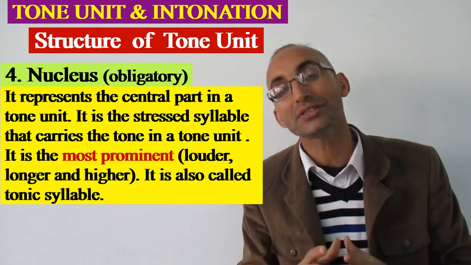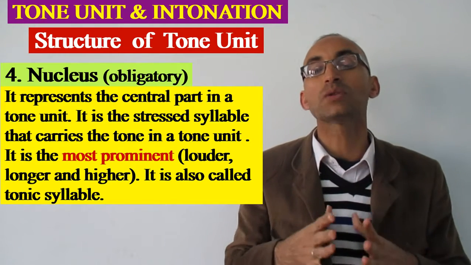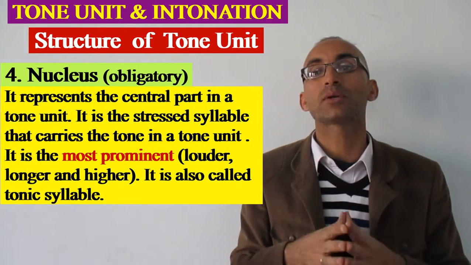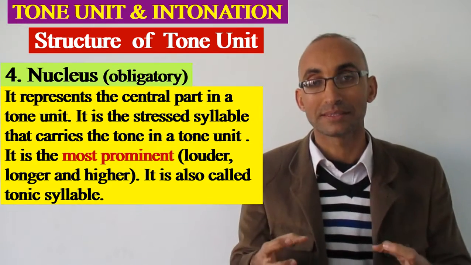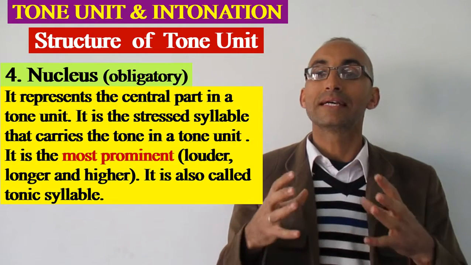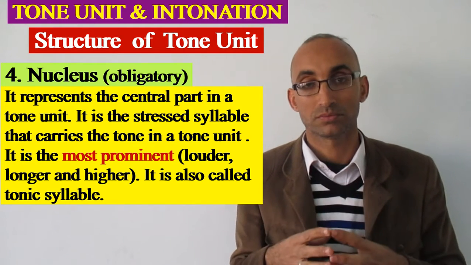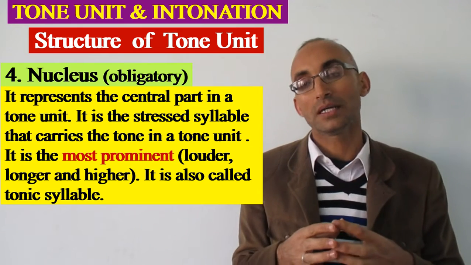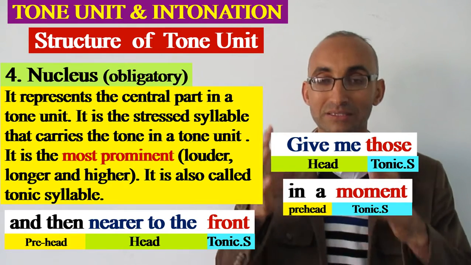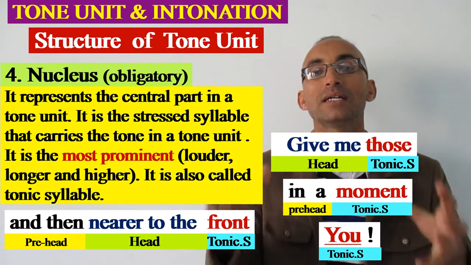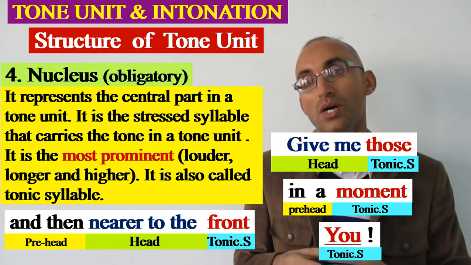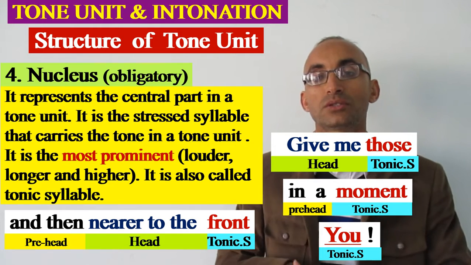Now, the nucleus is the central part in a tone unit. It is the tonic syllable, and the main accented syllable in a tone unit. That's why it's compulsory. Any tone unit must consist of a nucleus or tonic syllable. Sometimes it is accompanied by prehead, head, and tail, sometimes by only prehead, sometimes only by head, and so on. But the nucleus must exist in any tone group or tone unit because it carries the accent and the stress. Clear? Which is the focus of the intonation too.